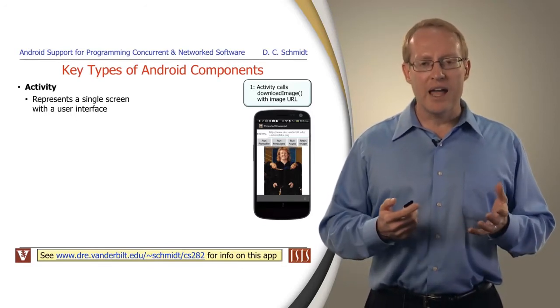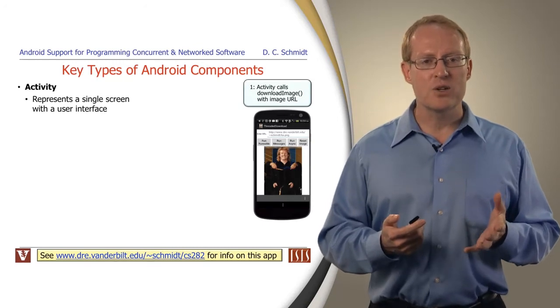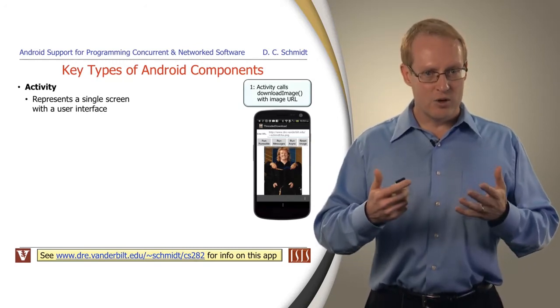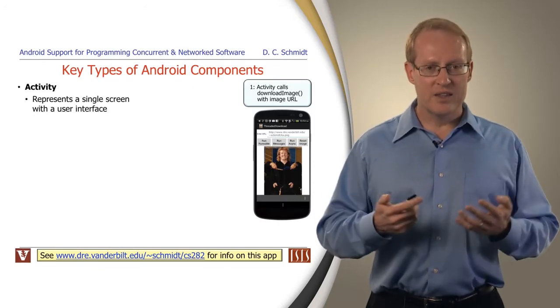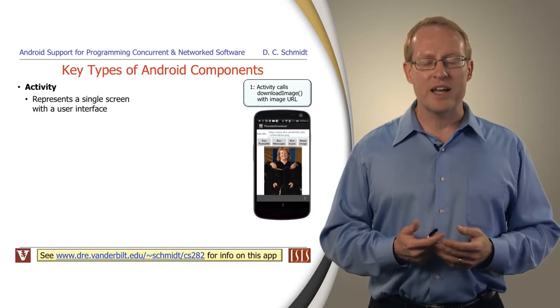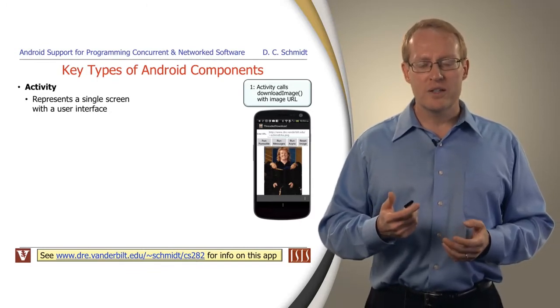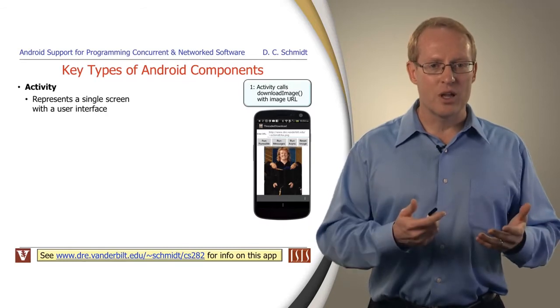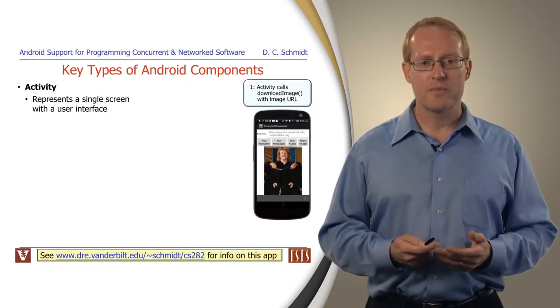This particular assignment starts out by using an activity, which is one of the core Android components. An activity represents a single screen with a user interface. So when you interact with your phone and you see a screen up there, that's typically implemented by an activity. In this particular example, we have an activity that prompts the user to enter in a URL for an image they would like to have downloaded and displayed on the phone.